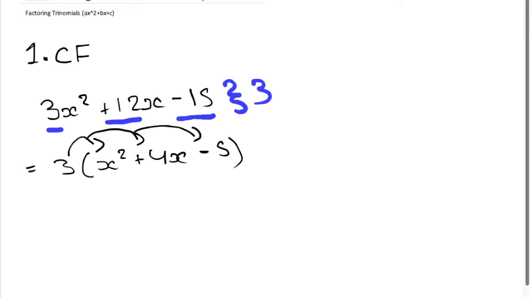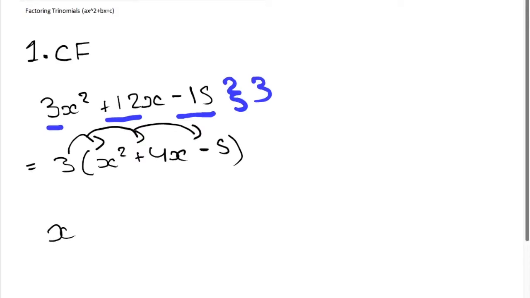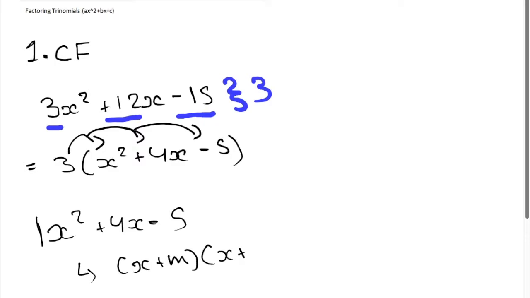How do you factor, let's say in this case, x squared plus 4x minus 5? In this case, this is a simple trinomial, as the coefficient of x squared is 1. A simple trinomial always factors into the form x plus m times x plus n. Since the coefficient of x squared is 1, when you expand, the coefficient of x squared remains 1 all the time.